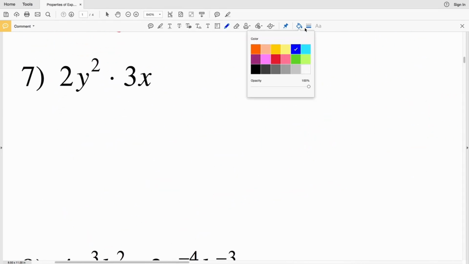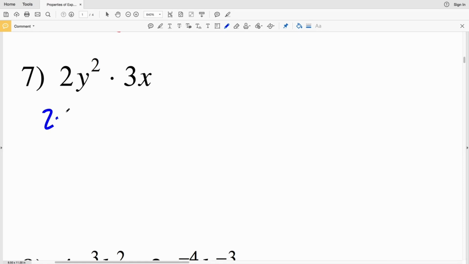In number 7, I'll rewrite this as 2 times 3 times y squared times x. 2 times 3 is 6, and y squared cannot be combined with x, so this will just be 6y squared x, or 6 times y squared times x.